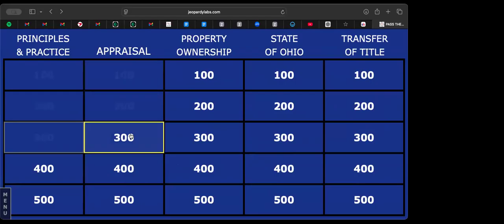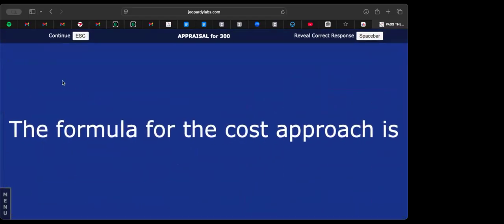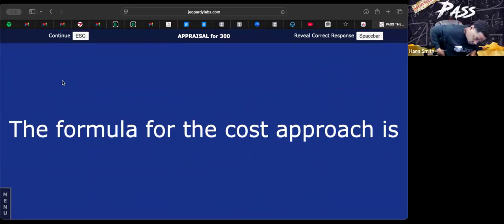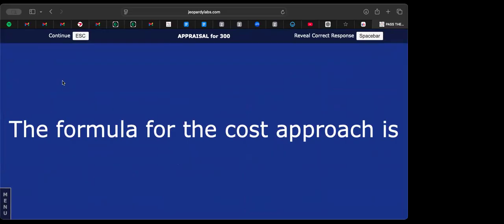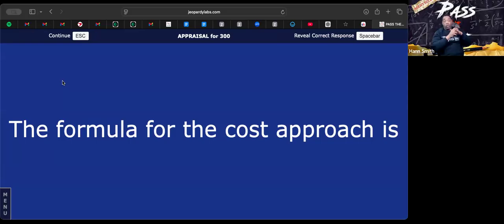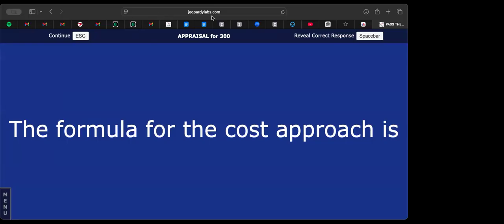Appraisal 300. Formula for the cost approach is, I know it's minus land value. Oh, it's price plus capital improvements minus land value. Or, the correct thing is, this is how I teach it: the sticks and bricks. We got to figure out what the sticks and bricks cost.